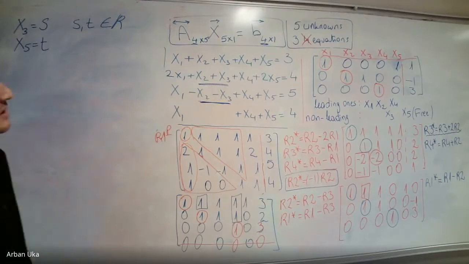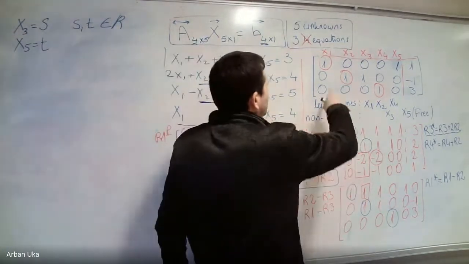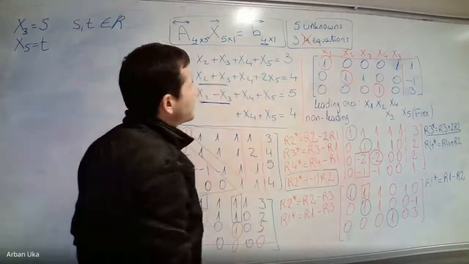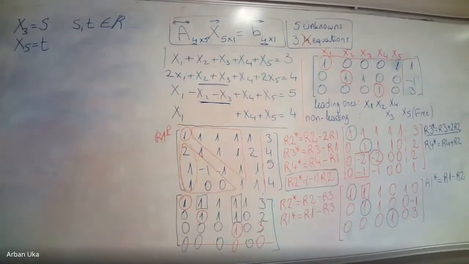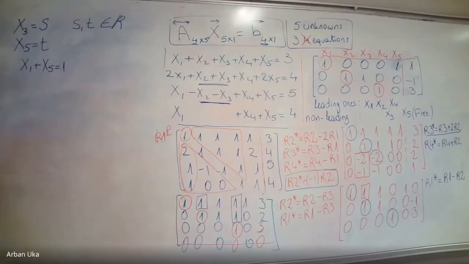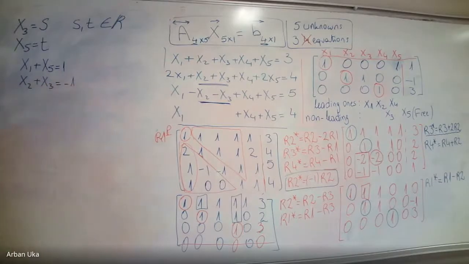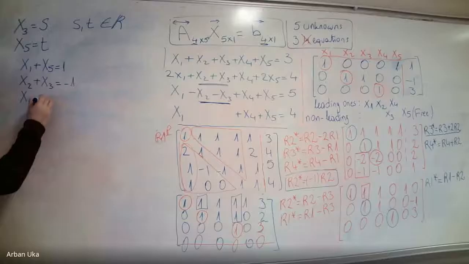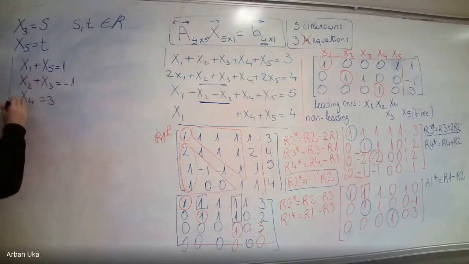Now, I can ask for your help to read the first equation. What does the first equation read? It's x1 plus x5 equals 1. That's true. What is the next equation? x2 plus x3 equals minus 1. What else? And x4 equals 3. Yes.